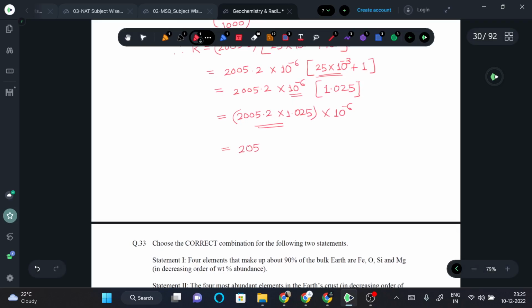This will be 2055.3. So this is the answer, into 10 to the power minus 6. So this is the answer, 2055.3. All right. Is it clear up to now?